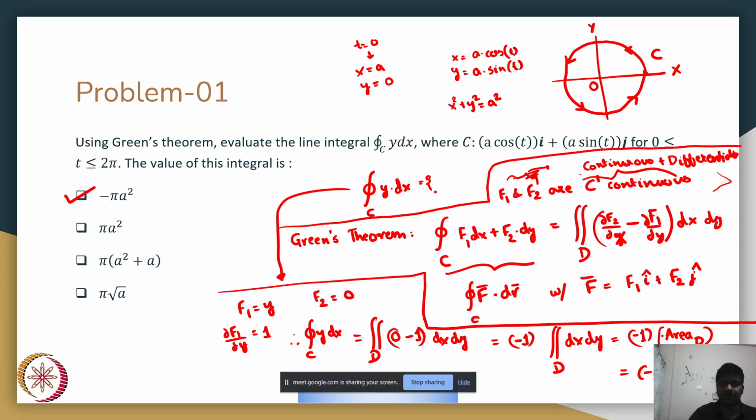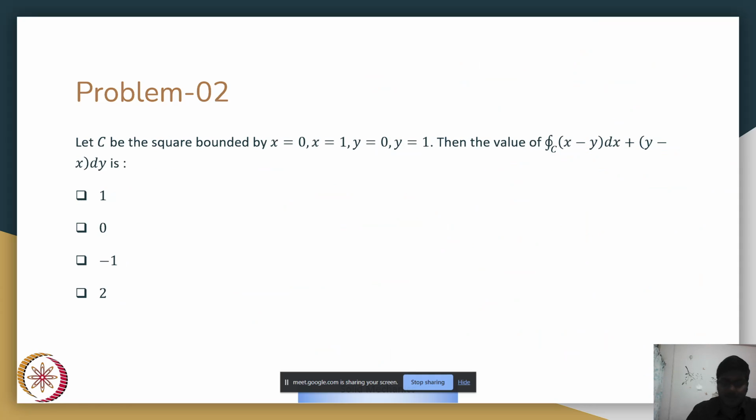So the first option. I hope this is clear. If there are any doubts, now you can raise any questions. We'll now move to the second problem.